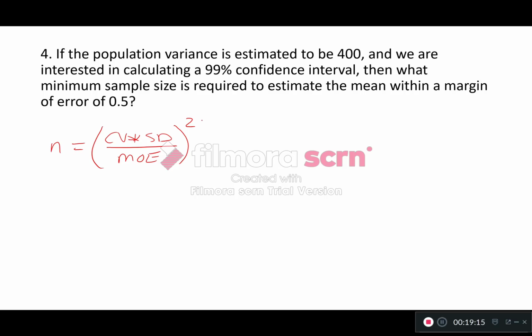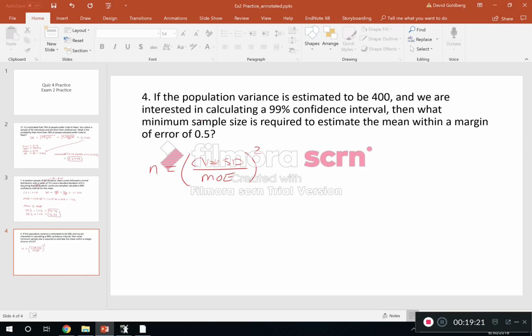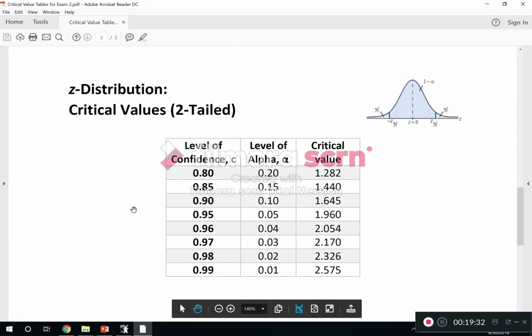Critical value is going to come out of that Z distribution critical values table. So I'll head back to that PDF one more time. Any time you're calculating a minimum sample size, you are always going to go to that Z distribution table. So don't go to T distribution because you're not going to know what sample size to plug in. Always go to that Z distribution table. And here we were interested in a 99% confidence interval, so it's the very last row of the table. We want 2.575 as our critical value for this problem.